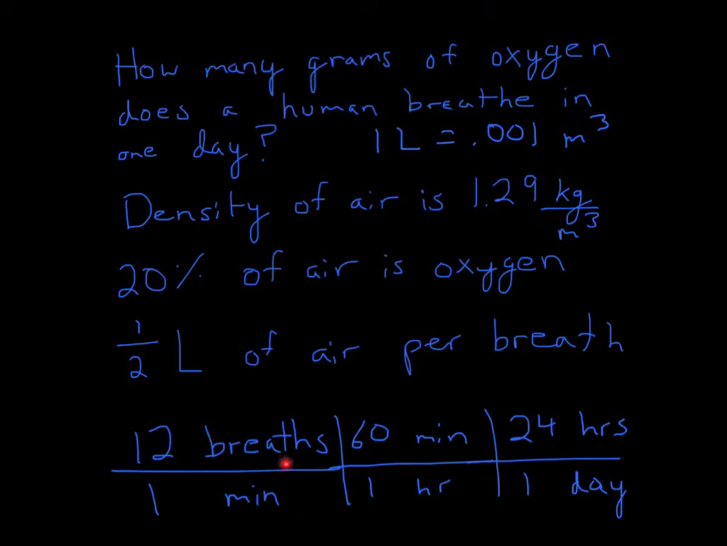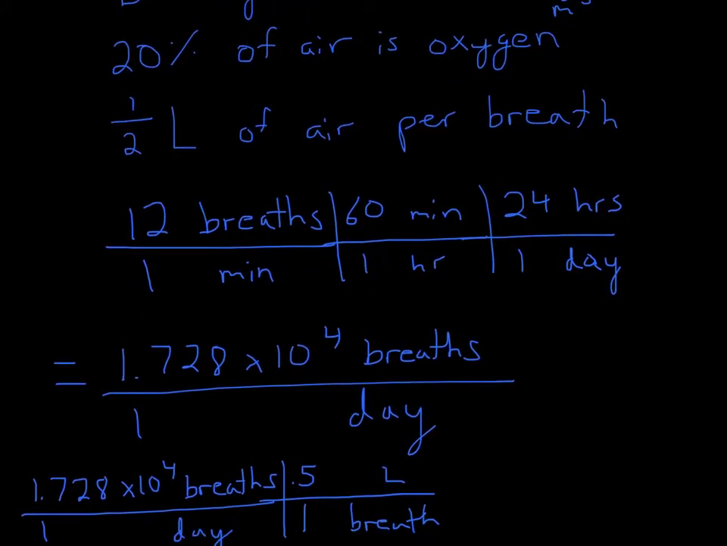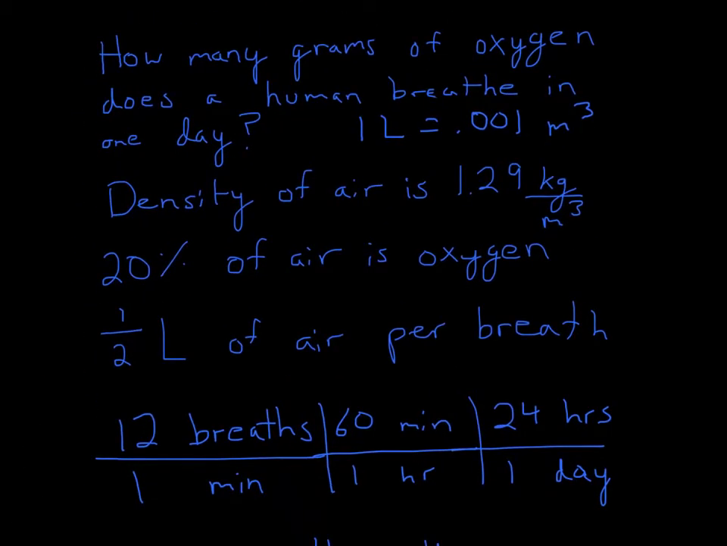So we started with 12 breaths per 1 minute. I said I wanted to get rid of minutes, so I did 60 minutes is in 1 hour. So I got rid of minutes, but that's still not what we're looking for. We're looking for days. So then finally, I did 24 hours in 1 day. So hours and hours cancel, minutes and minutes cancel, and we're left with breaths per day. And that is 1.728 times 10 to the 4th breaths per 1 day. But notice that's not the answer because we want grams of oxygen per day.